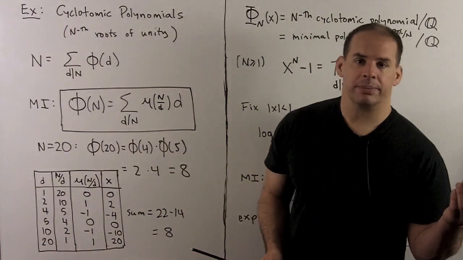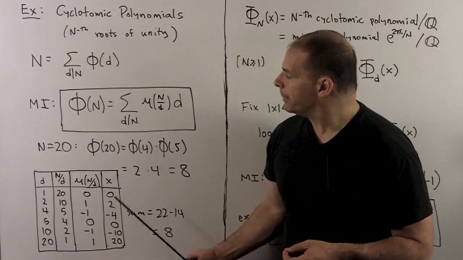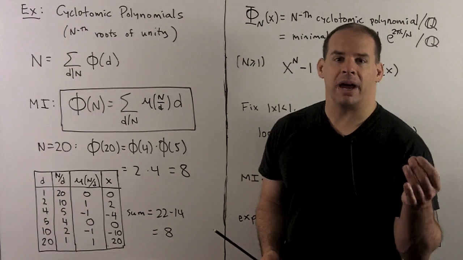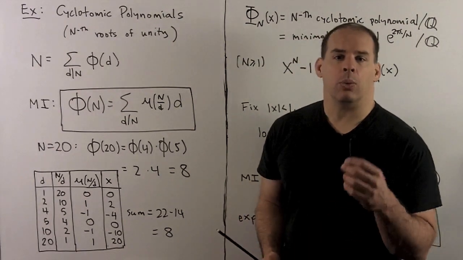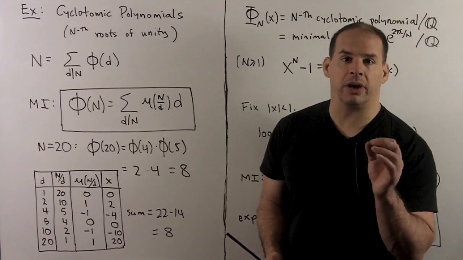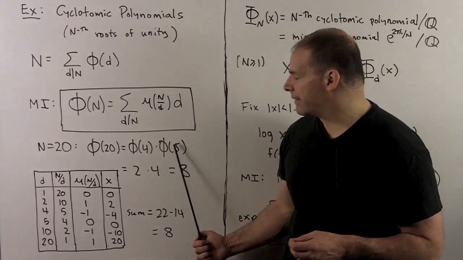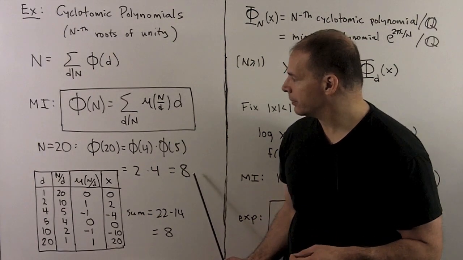To get a feel for this, let's try n equals 20. Using the multiplicative property, φ(20) is equal to φ(4) times φ(5). For φ(4), we want the number of integers between 1 and 4 relatively prime to 4, which are 1 and 3, so we get a 2. φ(5) is equal to 4.